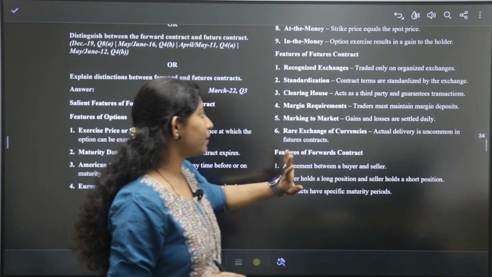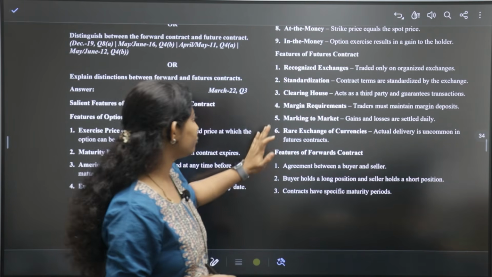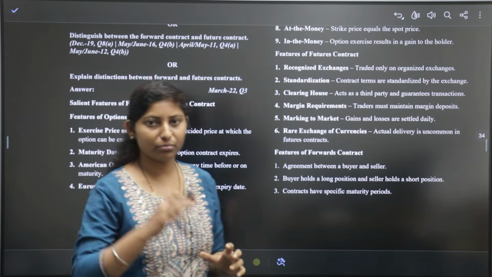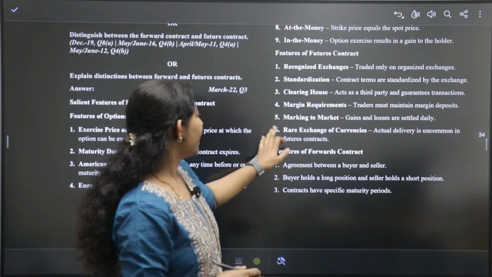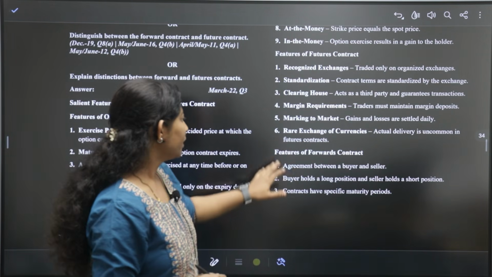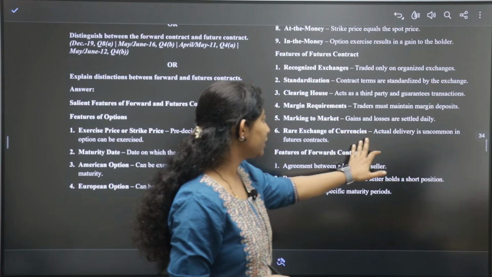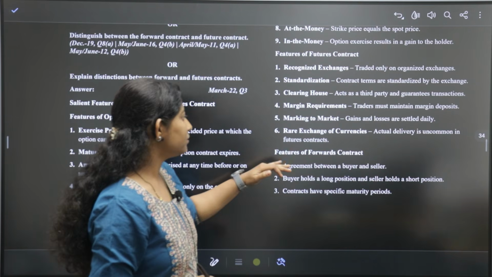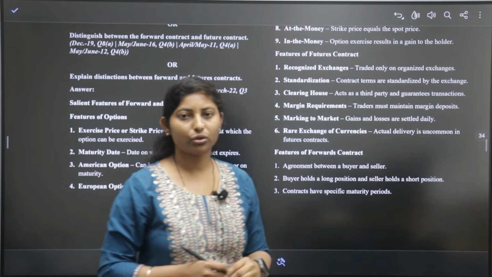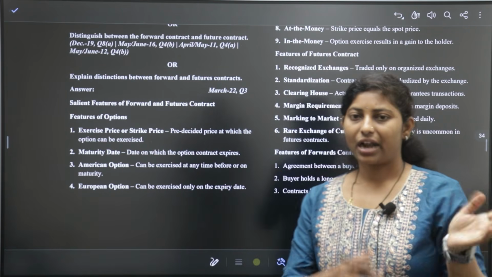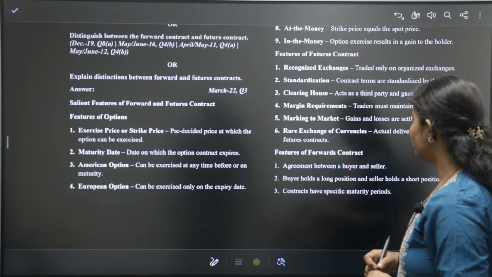Clearing houses: a third party gives the guarantee for clearing. Margin requirements: the trader must maintain margin deposits. Marking to market: gains and losses are settled daily in the market. Rare exchange of currency: actual delivery is uncommon in futures contracts, so it is very rare that you transfer or exchange currencies.